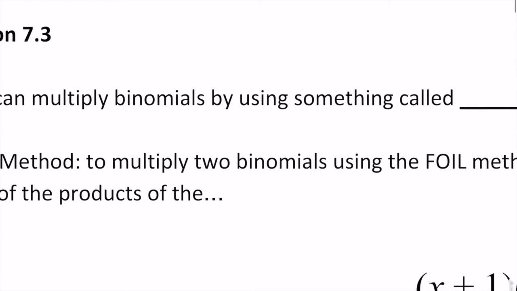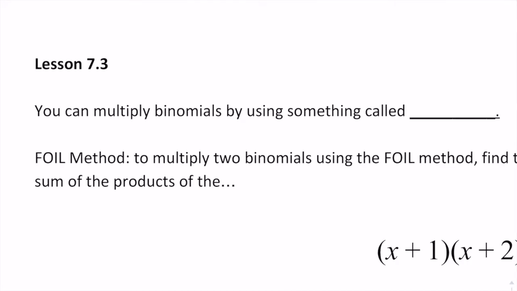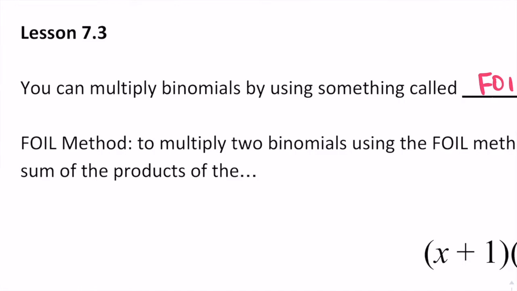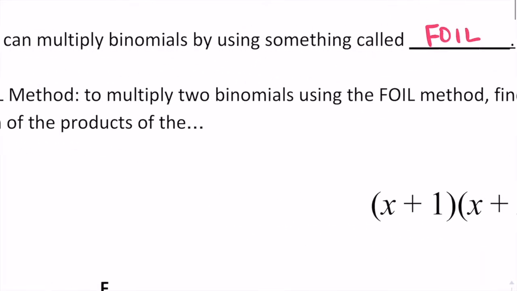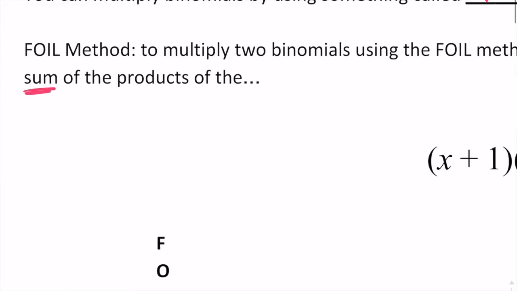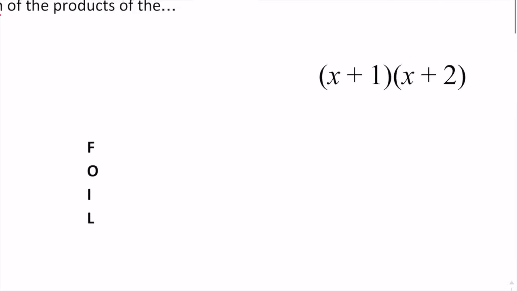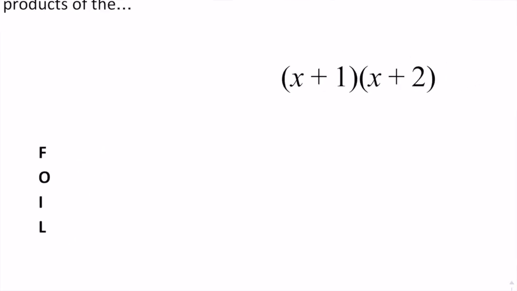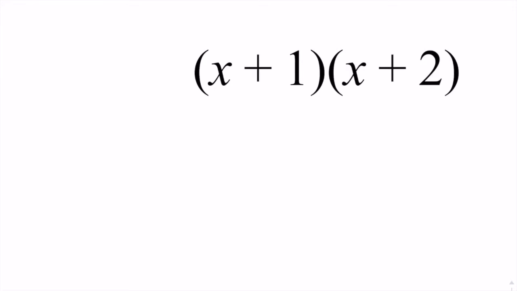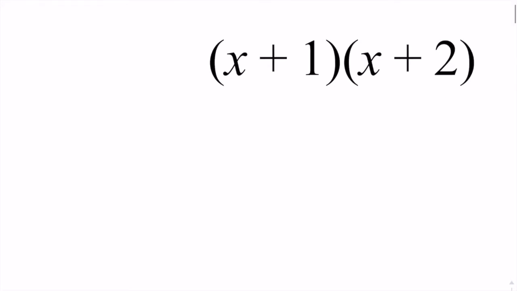So here's how you multiply binomials. You can multiply binomials by using something called FOIL. When you FOIL something, this is what a lot of students in high school talk about. So what is the FOIL method? To multiply two binomials using the FOIL method, find the sum of the products. So let's say I have two binomials: x plus 1 times x plus 2, and I'm multiplying them out.